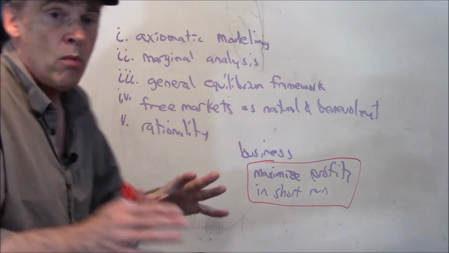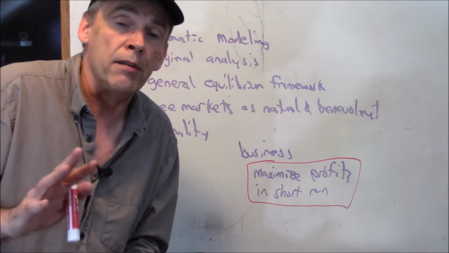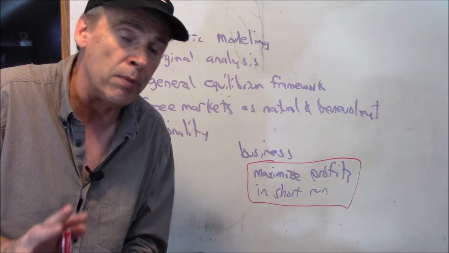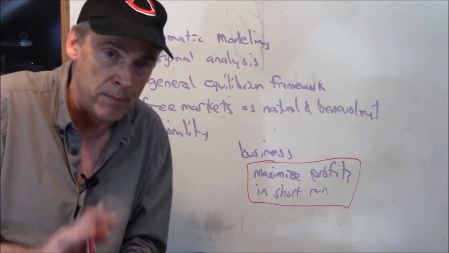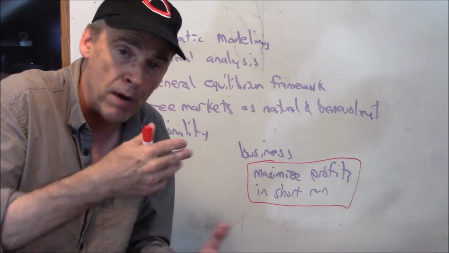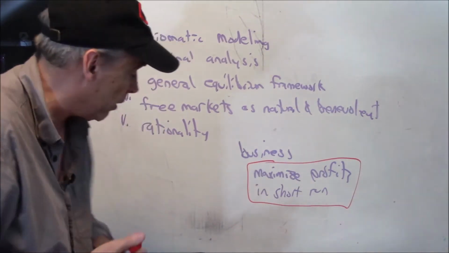Axiomatic modeling. We come up with our premises by sitting and thinking about what makes sense. And why? Because we're lazy? No, because philosophically we believe that it's dangerous to base it on observation, that we can easily be deceived by our preconceptions and by people trying to deceive us about what they're really doing.